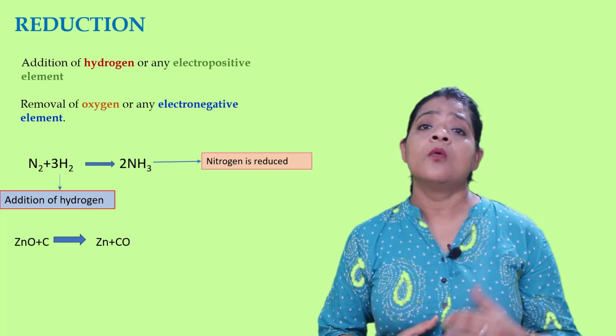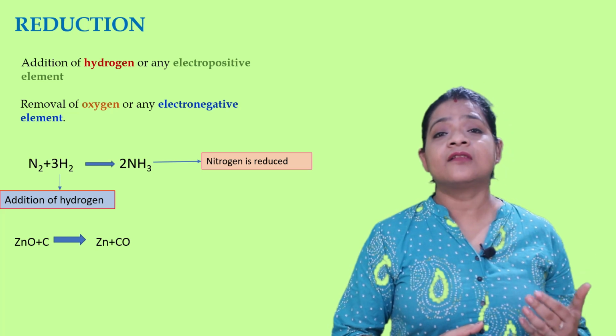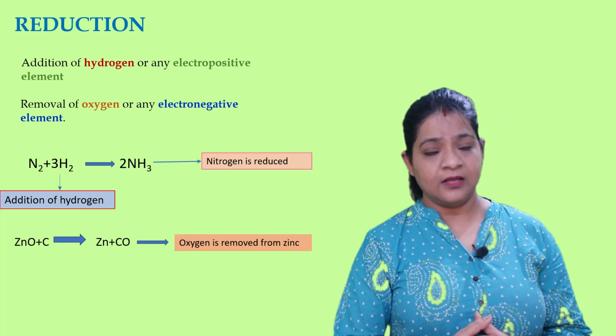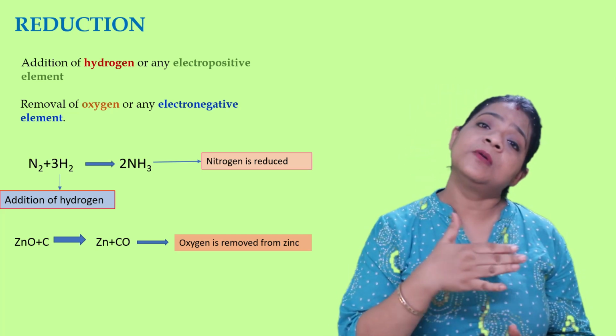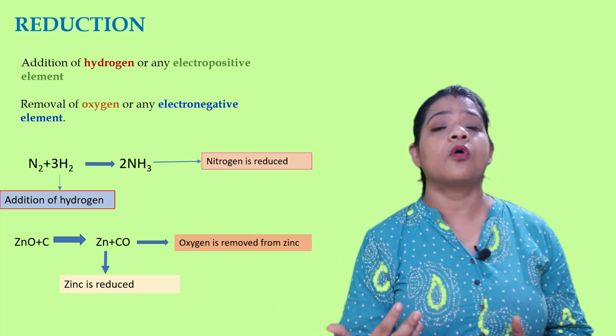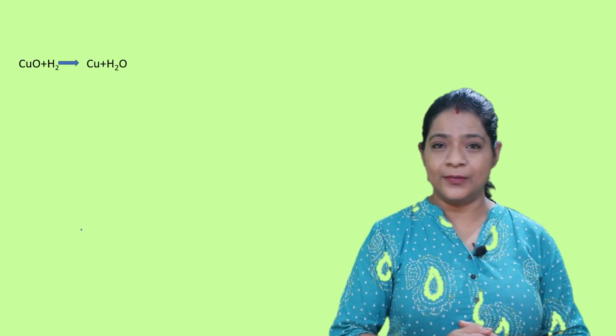Another example is when zinc oxide reacts with carbon, it gives zinc plus carbon monoxide. Over here zinc becomes free of oxygen, means oxygen has been removed. So we can say that zinc has been reduced. So these two are the basic examples of reduction reactions. By this time, redox reaction is already clear to you. Yes, redox reaction is a type of reaction where both oxidation and reduction take place simultaneously.